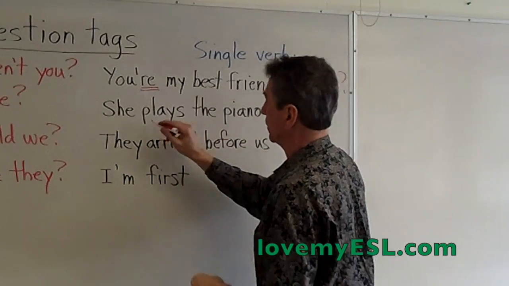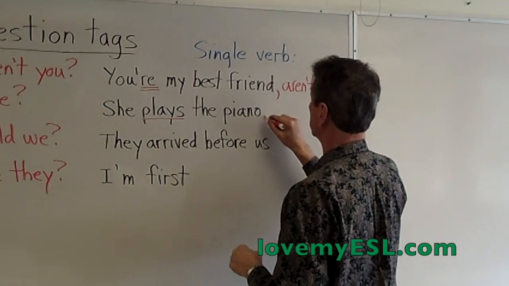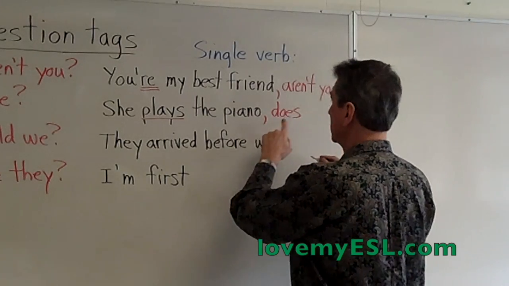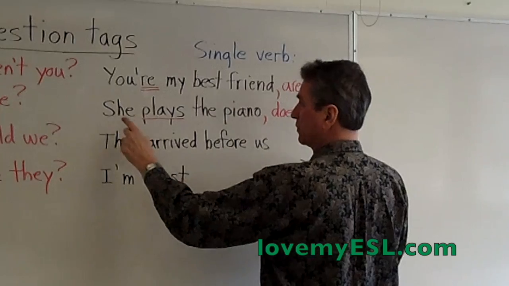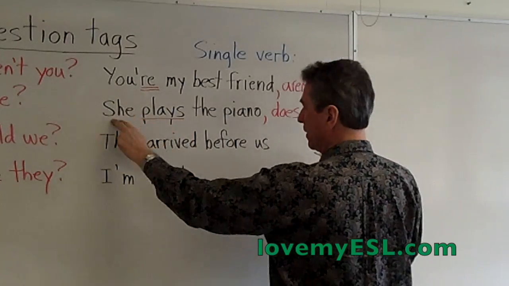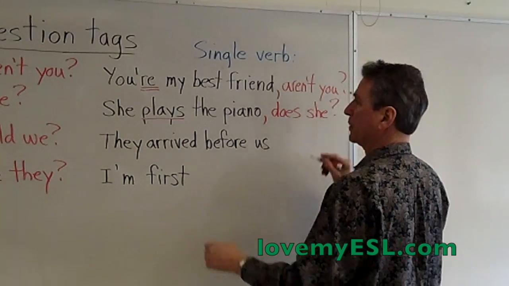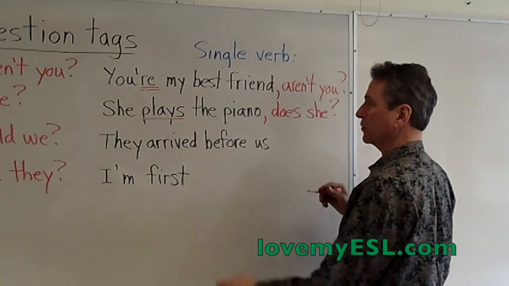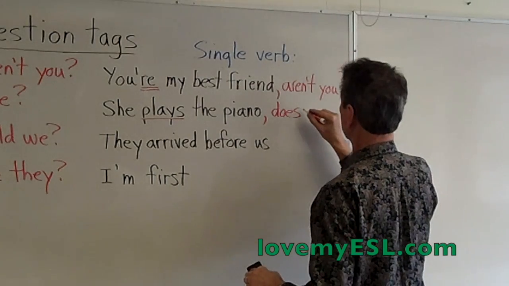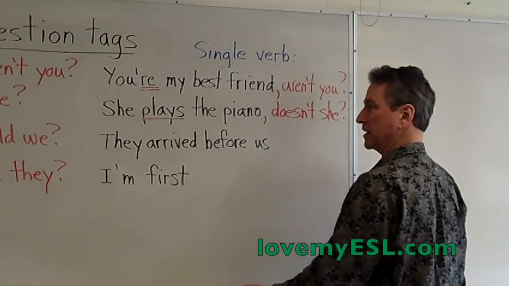She plays the piano. I only have one verb right here. Now when you have the present tense, what you have to do is use the verb do or does. So when it's she, of course it's going to be does. If this were we, then it's going to be do, and he is going to be does, and they are going to be do. Does she? Okay. She plays the piano, does she? Whoops, I made that. This is positive. This should be negative right here. Doesn't she? She plays the piano, doesn't she?